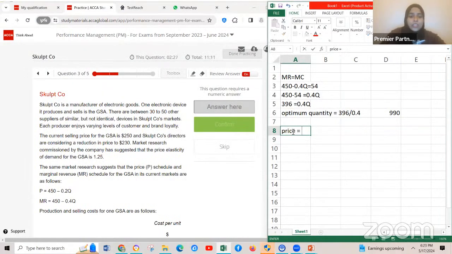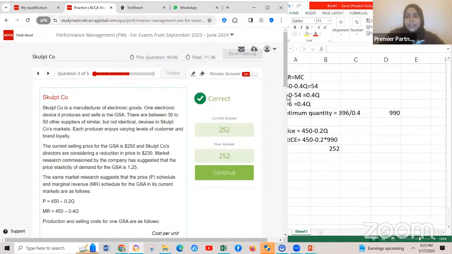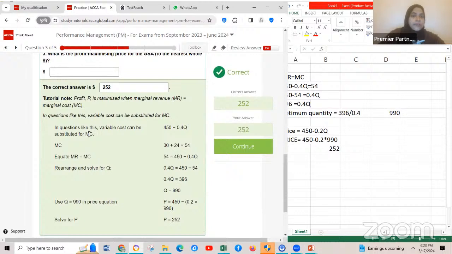So the price equation is 450 minus 0.2 Q. So we can see now the optimum quantity is 990 according to this. So when the quantity is 990, what is the price? We have to find. At that quantity, price is 252. Correct. So guys, let's see here.